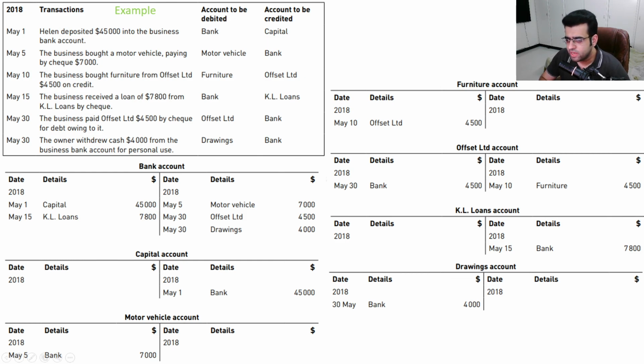On May 30, we have another last transaction, that is the owner withdrew cash 4,000 from the business's bank account for personal use. So whenever owner withdraws money for personal use from a business, that is drawings, and drawings increase on the debit side. And against that drawings, bank has to be reduced by 4,000 because money is going out of the business and an asset is decreasing. So we will credit the bank account 4,000 and we will write drawings in reference and we will create a drawings account, and on the debit side we will write bank and 4,000. So this is all about this example.